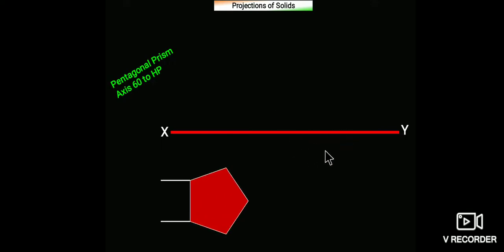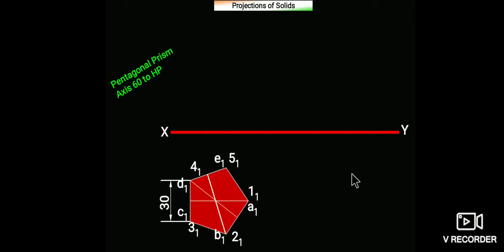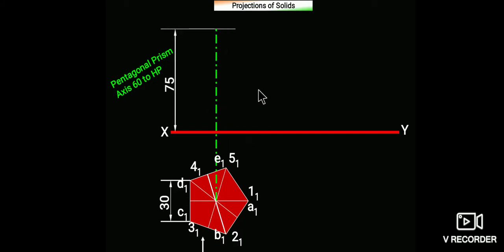So first of all, just draw a pentagon like this. Here it is given that its corner makes some angle. Whenever it is given that a corner makes some angle, you should draw the pentagon like this, such that this side is perpendicular to the XY line. Name the endpoints A, B, C, D, E, and 1, 2, 3, 4, 5. Mark its axis point by joining a corner with the midpoint of the opposite side. Both will intersect at one point. So this is the axis. Draw its axis, height 75 mm, that is given.